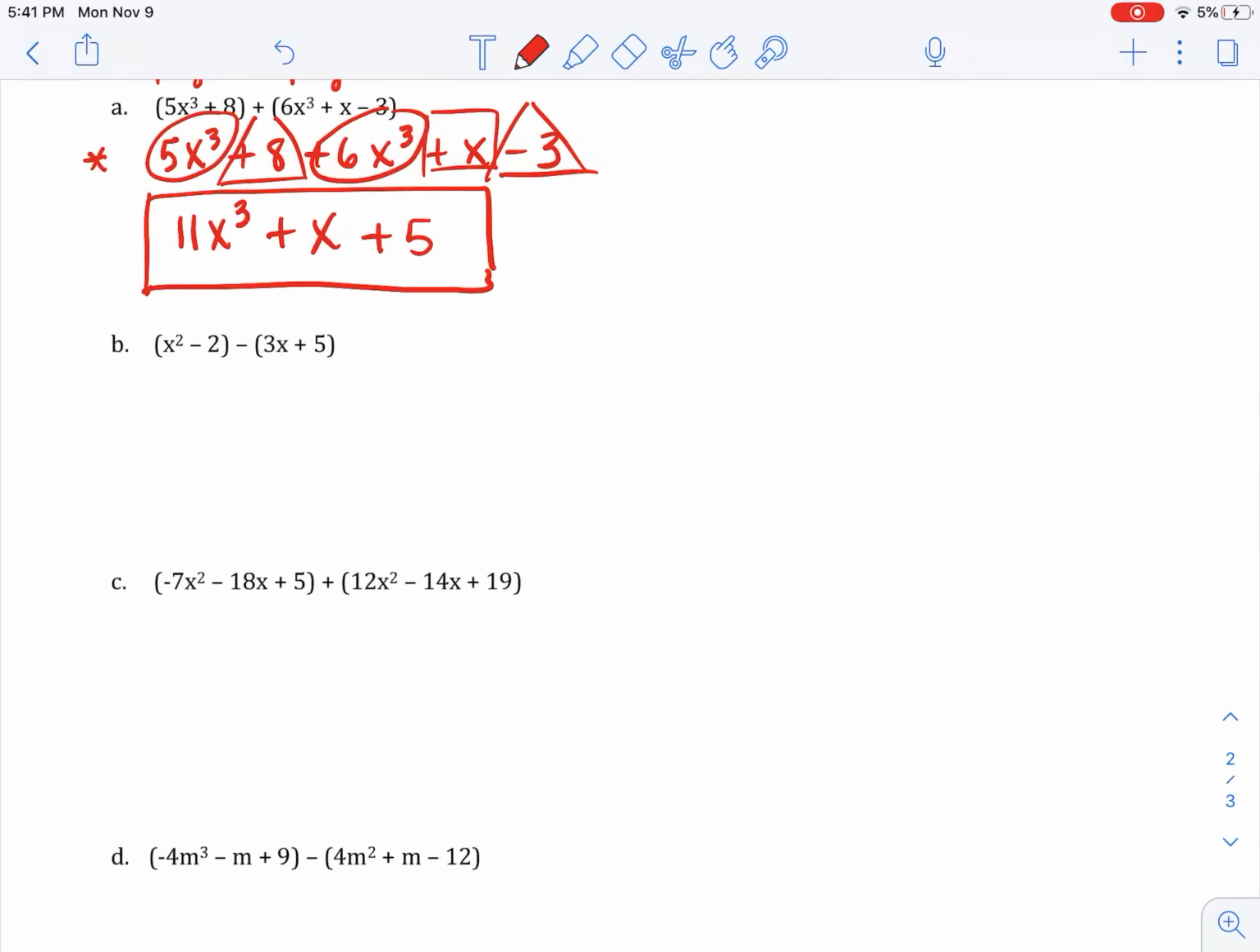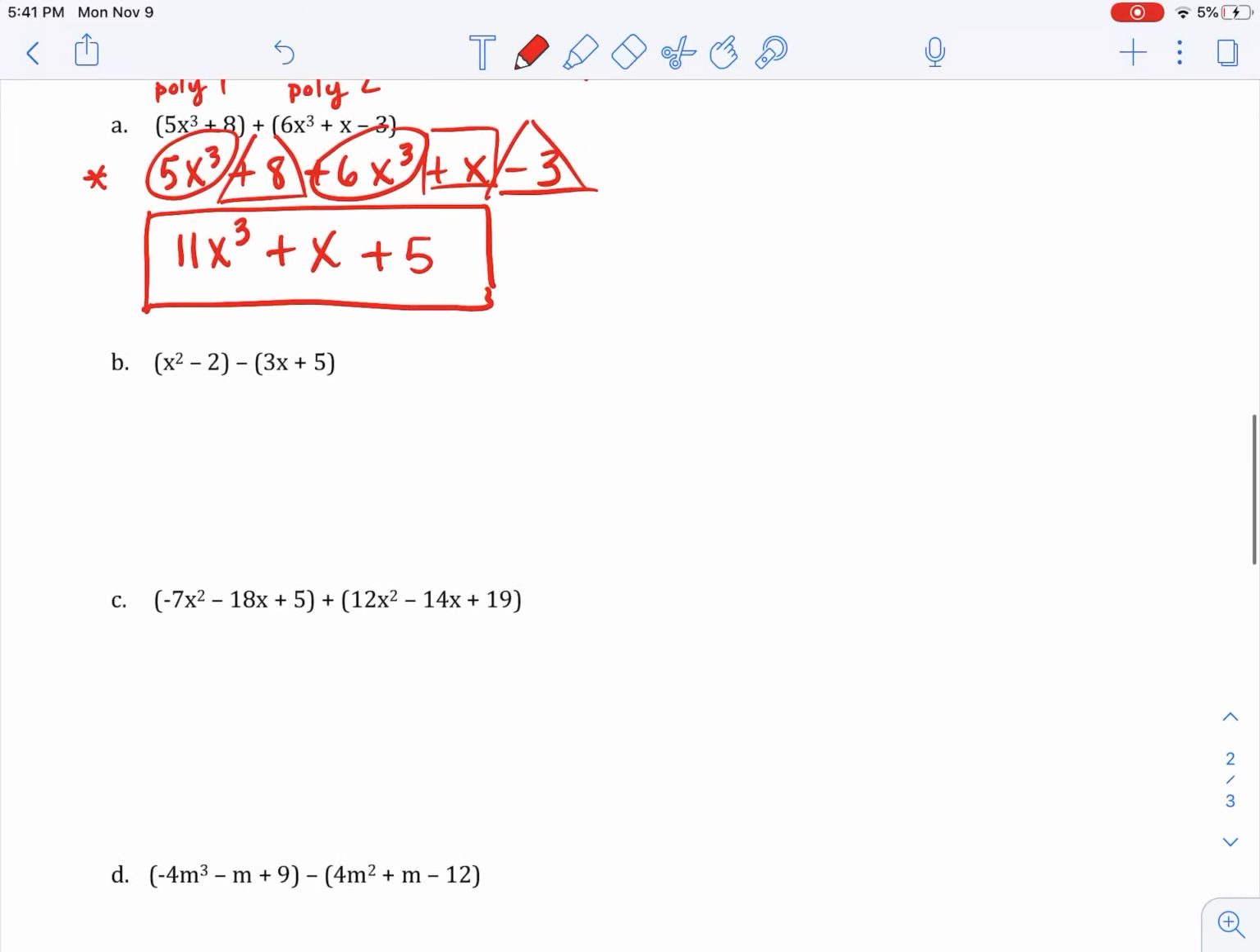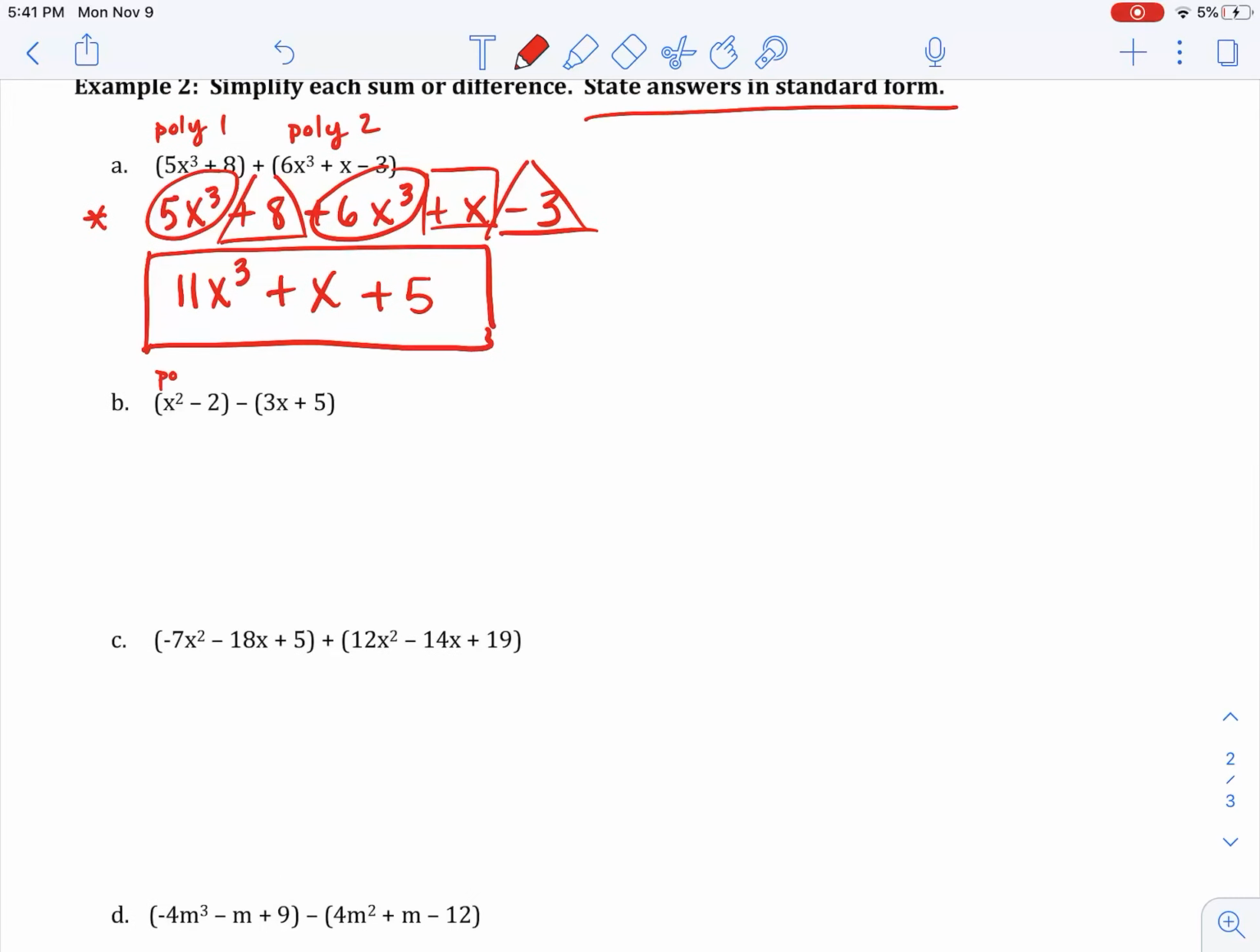All right, so be careful with something like b. And the reason I say be careful is because there's a minus sign in front of the second set of parentheses. And again, you're really just subtracting two polynomials here, right? You have polynomial 1 in the first parenthesis and polynomial 2 in the second parenthesis. But this time you're subtracting. And in this case, those parentheses kind of mean something, right? It means that we are going to bring that minus into the parentheses, and we're going to subtract 3x, and we're going to subtract 5.